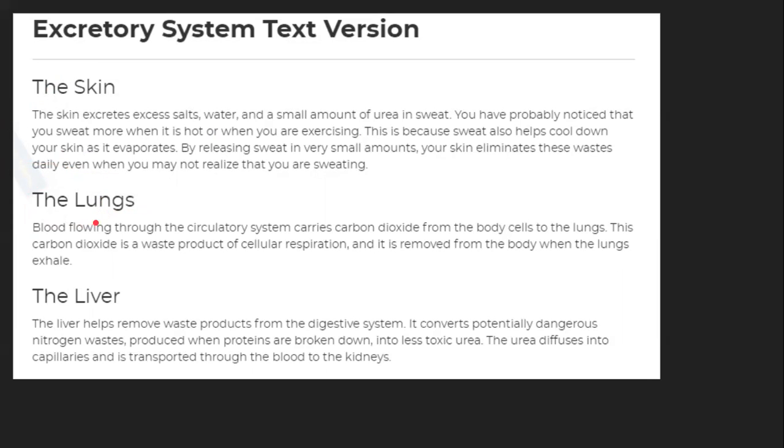So what does the lungs try to get rid of from the body, right? So it takes in oxygen and it gets rid of carbon dioxide. So carbon dioxide is a waste product, and the lungs takes in the oxygen and gets rid of carbon dioxide, right? The liver, right? So the liver does a couple of different things, right?